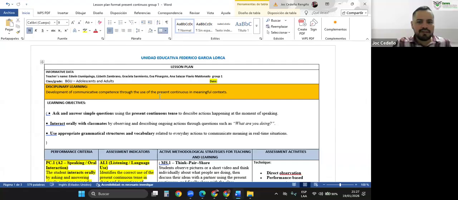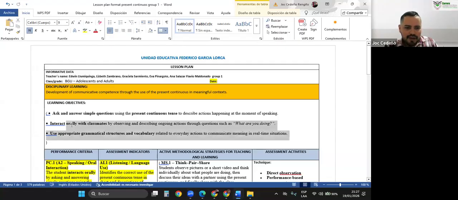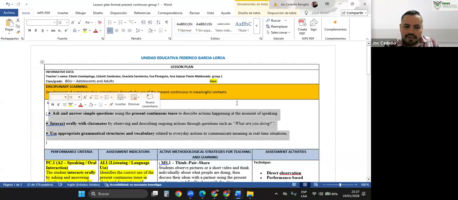Sure, if you don't write the date, then the principal or the vice principal won't know when you're having this class. And well, I don't know where you got these objectives from, but they don't seem to be created by a human, but instead by AI.